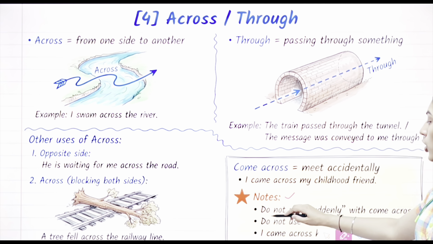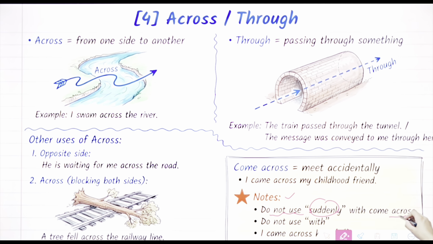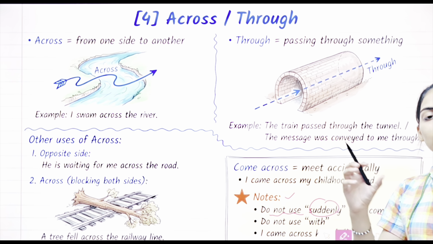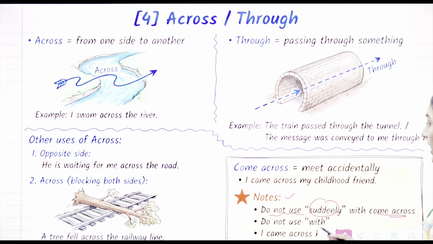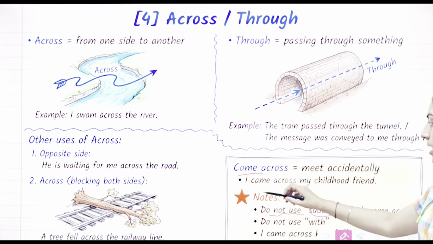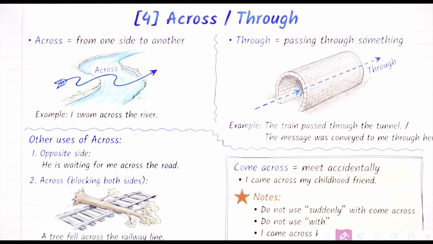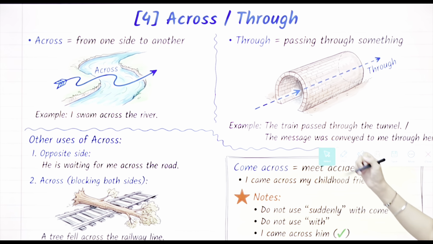Here we have some notes. Don't use suddenly with come across. Suddenly I come across with my childhood friend, that becomes incorrect. Directly we will say come across. I came across my childhood friend. Then we have don't use with. With that it becomes incorrect. Directly we will say I came across him. Now moving on.